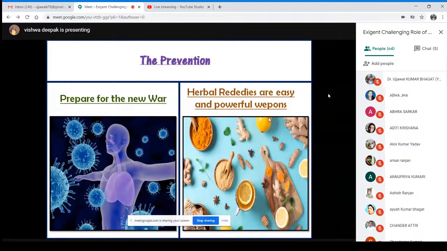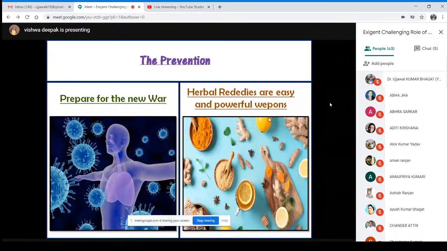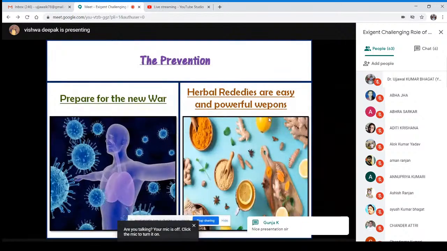What effect do these preventing measures have on our body? The first thing is that preventing measures prepare our body for a new war. New war means that COVID is not the last virus on the earth. Some other virus may come in future, or this virus can also mutate to have new weapons. So by prevention, we are preparing our body, and we are boosting our immune system. And these herbal remedies are very easy and powerful weapons in nature which we can use against these evils.